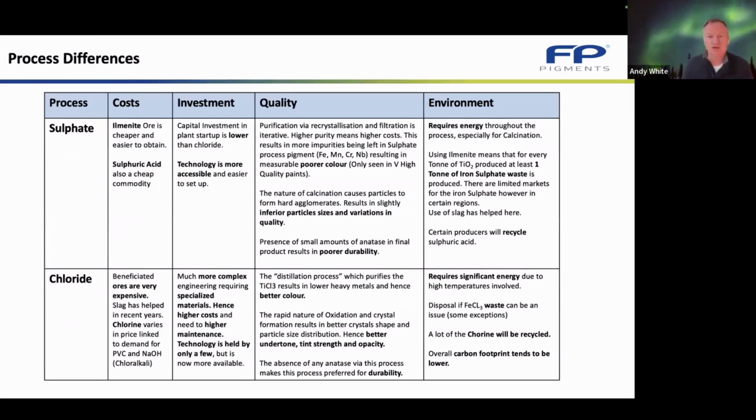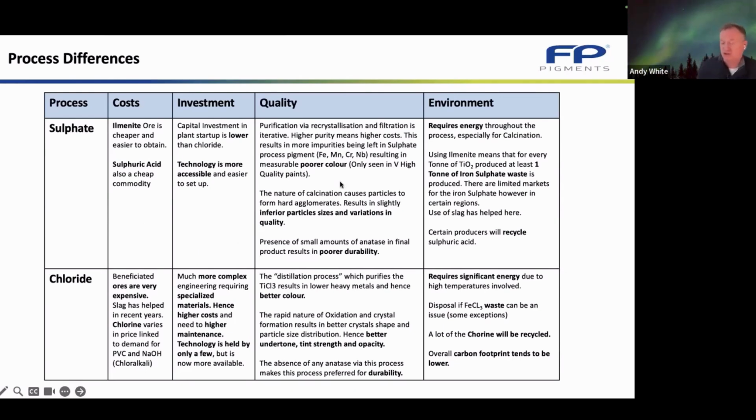Now, I'm not going to read all the way through this slide, but essentially this summarizes the big differences between the sulfate and the chloride process, because there are differences in the operational costs, the investments, and the quality and environmental impact of both processes. The sulfate process uses cheaper raw materials, but the capital investment is generally lower because the plant's technically easier and the technology is more accessible.